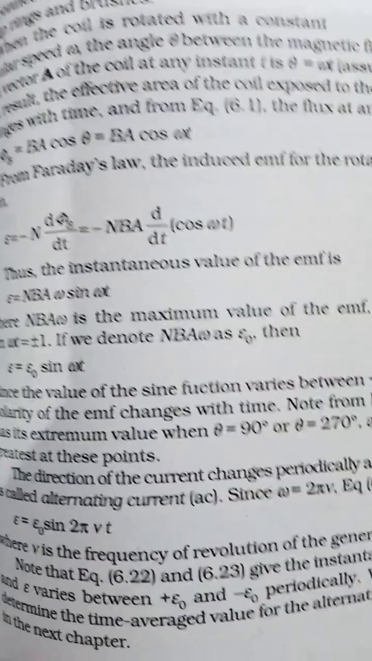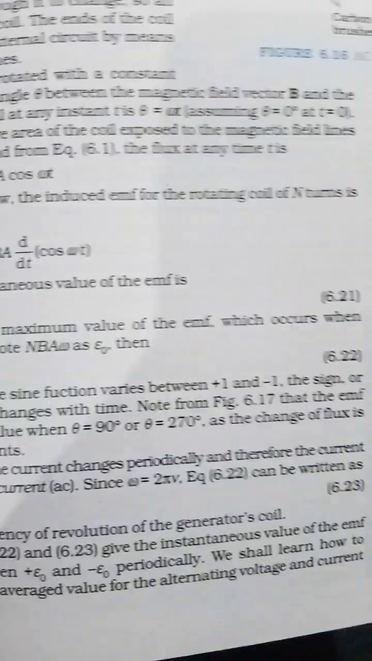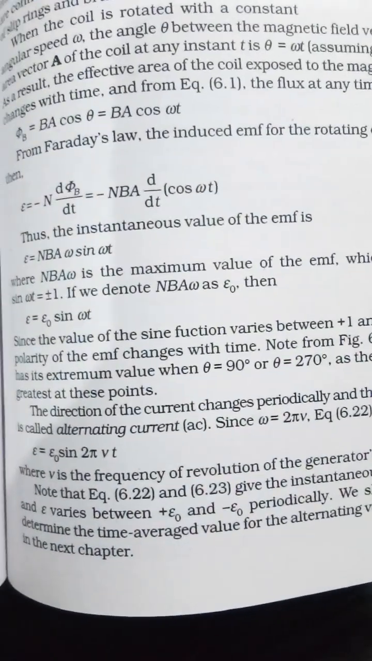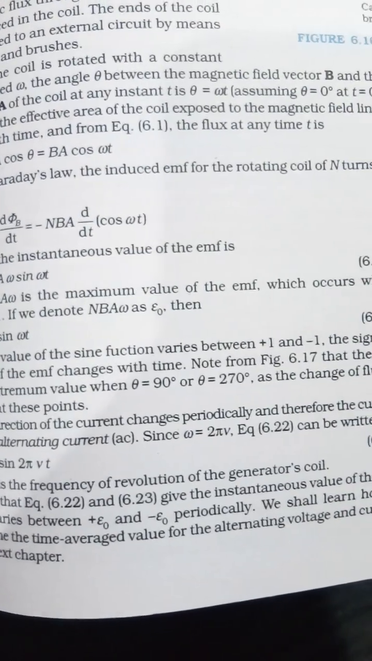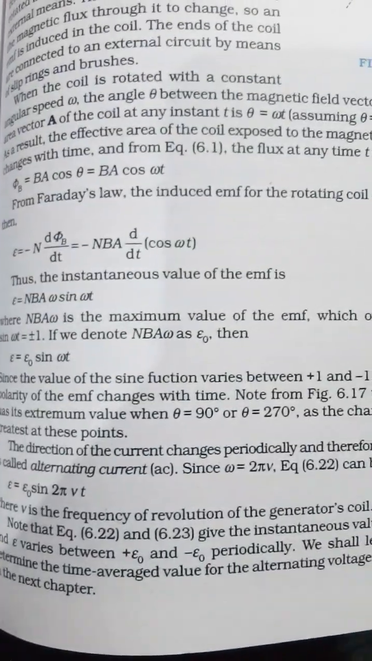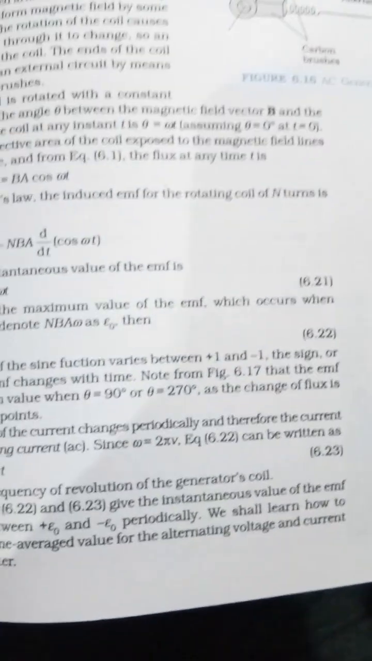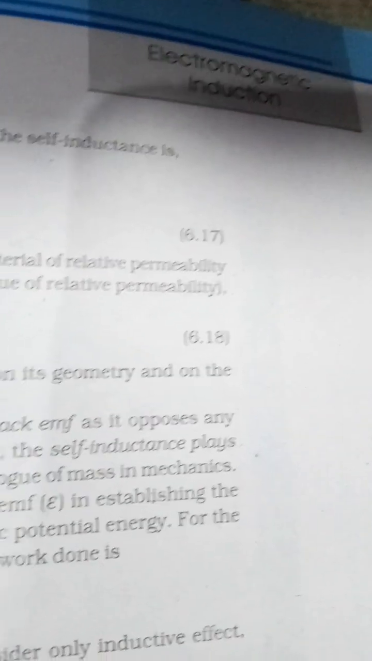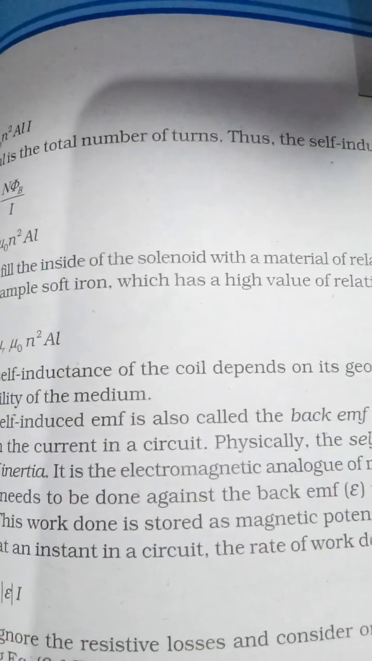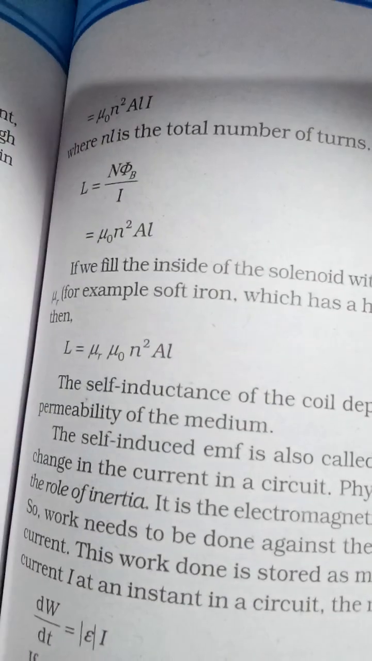Since the value of the sine function varies between plus 1 and minus 1, the sign or polarity of the EMF changes with time. Note from figure 6.17, when you see in this chapter, self-inductance. Within self-inductance, you will see the formula.